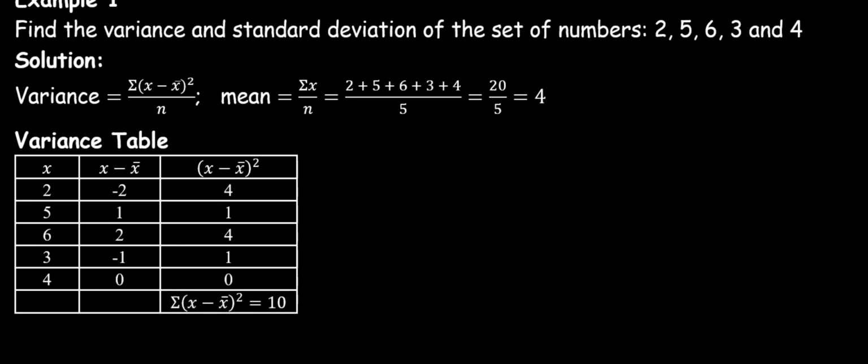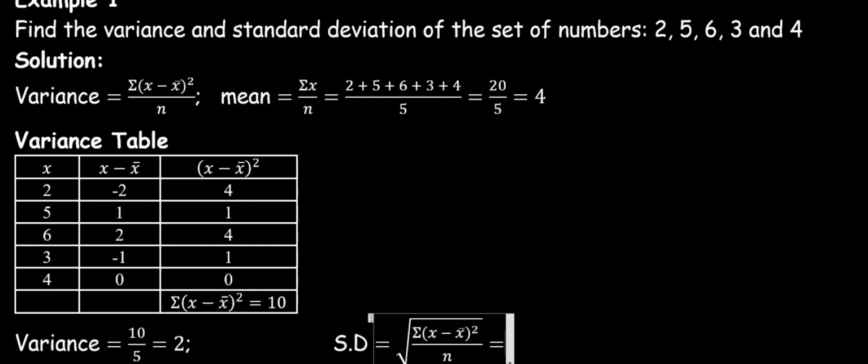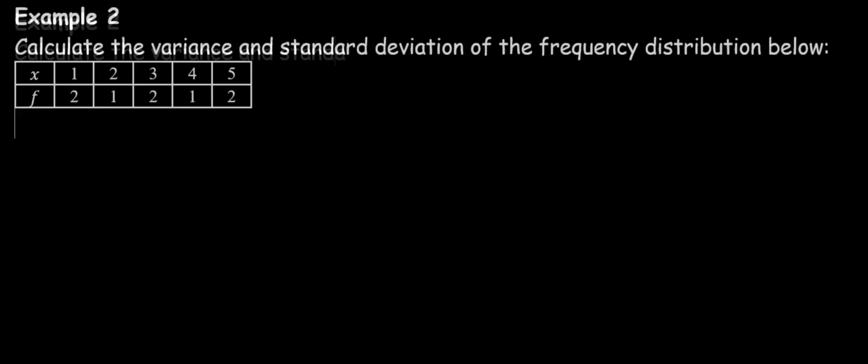Our working variance, which is equal to the summation of bracket open x minus x bar bracket close squared, divided by n, is equal to 10 over 5, which is equal to 2. From here, our standard deviation is the square root of variance, which is equal to the square root of 2, and that is the same as 1.4. Another example. Calculate the variance and standard deviation of the frequency distribution below. Solution.